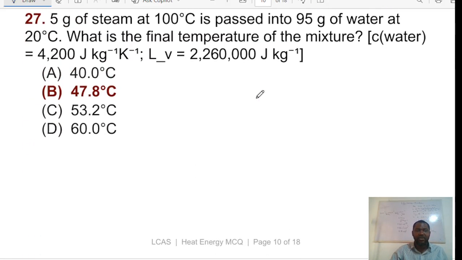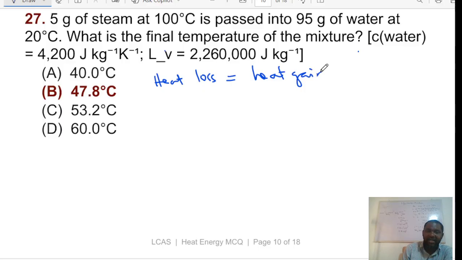Okay, so this one says 5 grams of steam at 100 degrees Celsius is passed into 95 grams of water at 20 degrees Celsius. What is the final temperature of the mixture? Very interesting. Now, since there is a temperature of mixture, we are going to still use the formula we are used to: heat loss equal to heat gain. But now let's be careful. What is losing heat? The steam is losing heat. And what is gaining heat? Water is gaining heat.